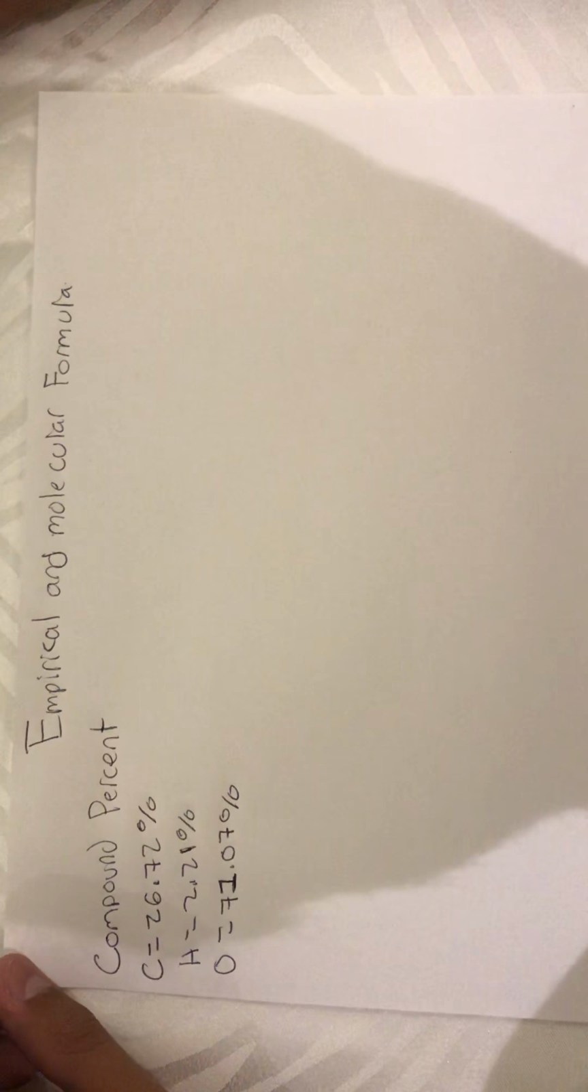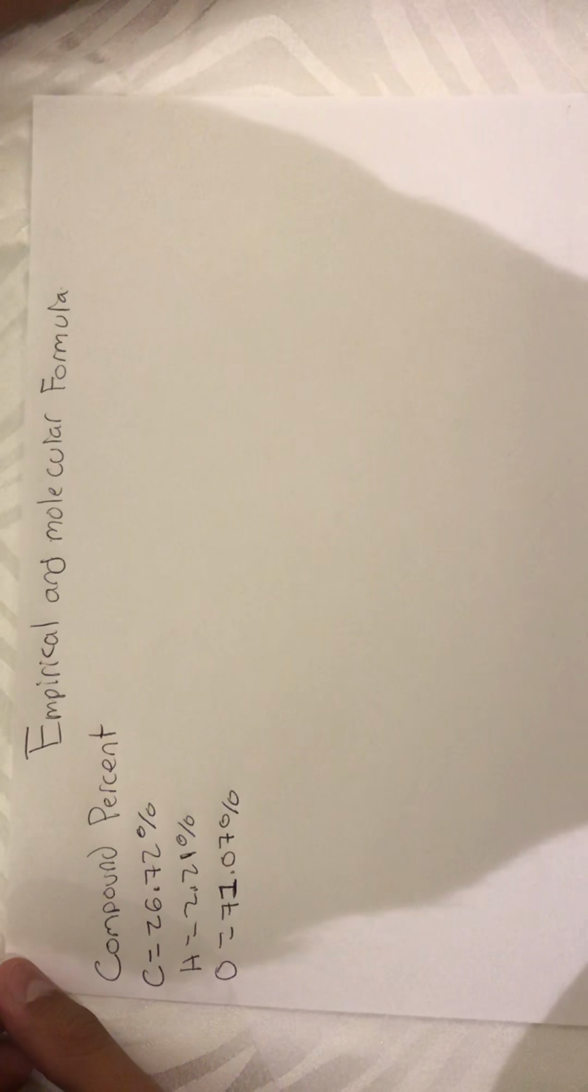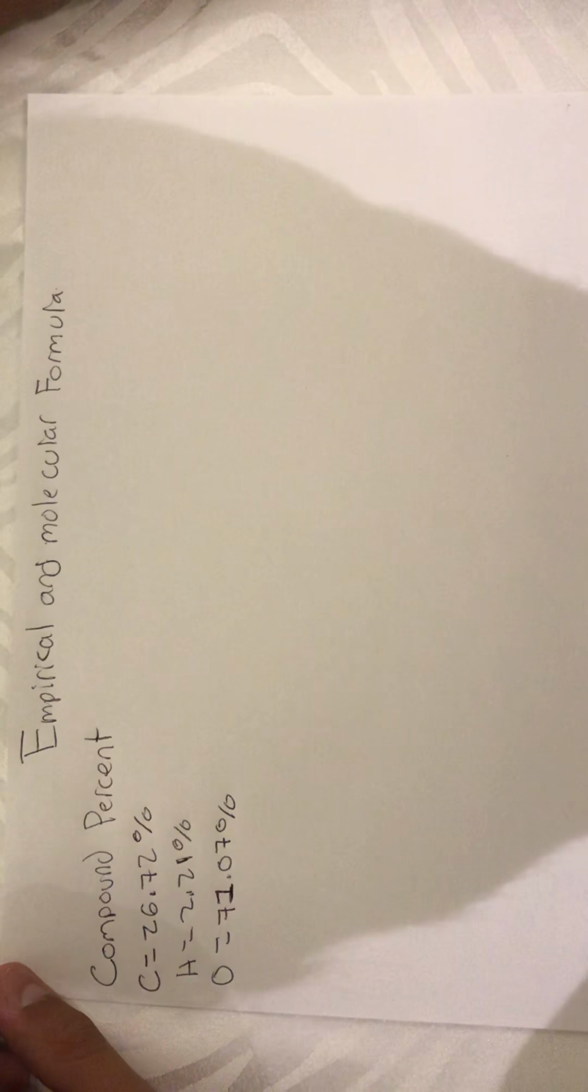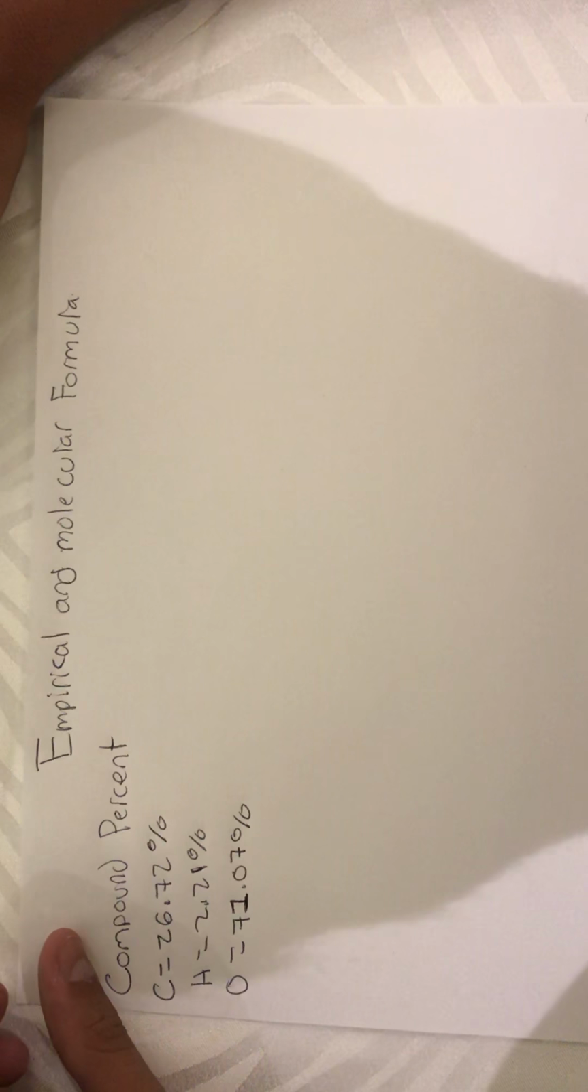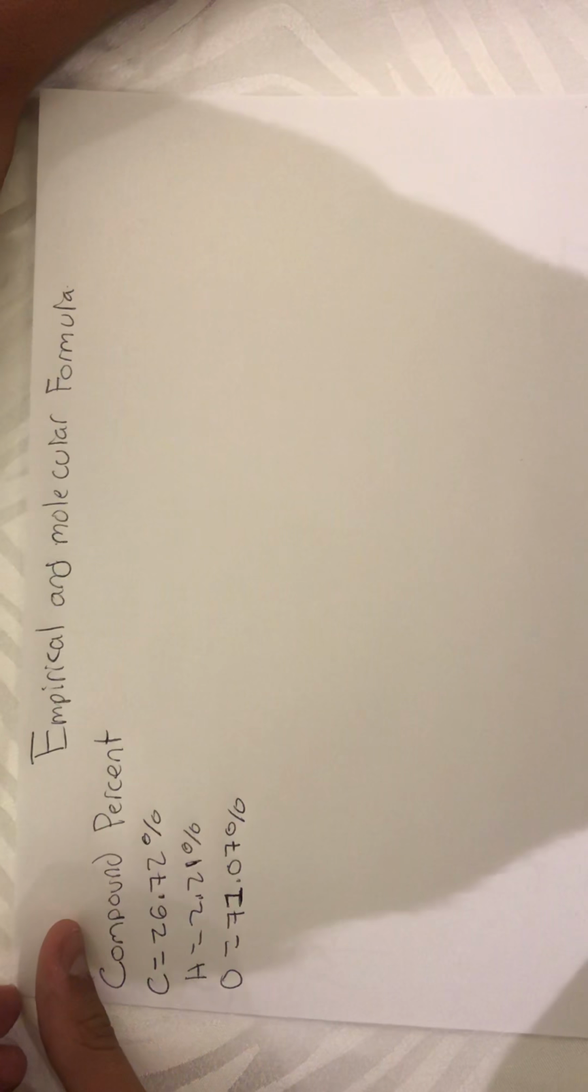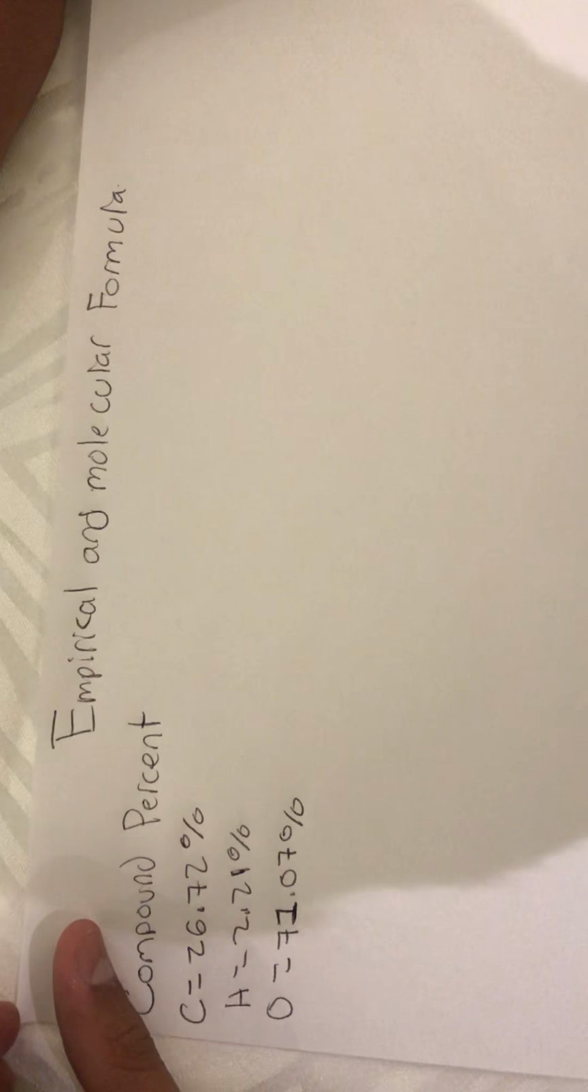Okay, now I will read you the problem and we're gonna solve it. Oxalic acid is a compound used in paints. A sample of oxalic acid was found to contain 1.94 grams of carbon, 0.116 grams of hydrogen, and 5.16 grams of oxygen. The molar mass of oxalic acid is 19 grams per mole. Determine the empirical formula and the molecular formula of this compound.